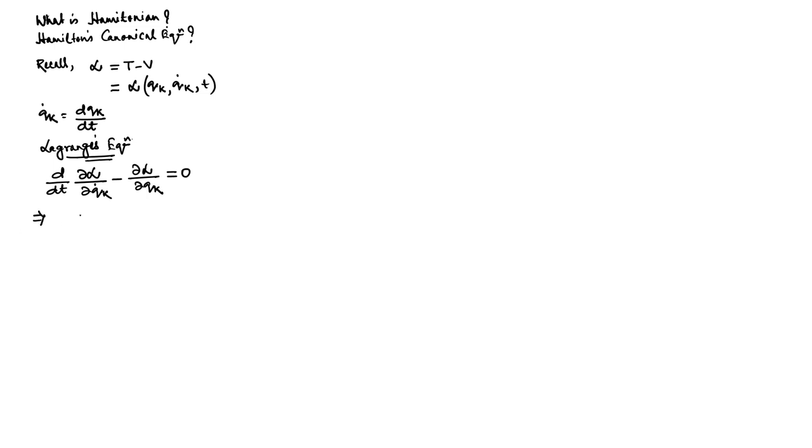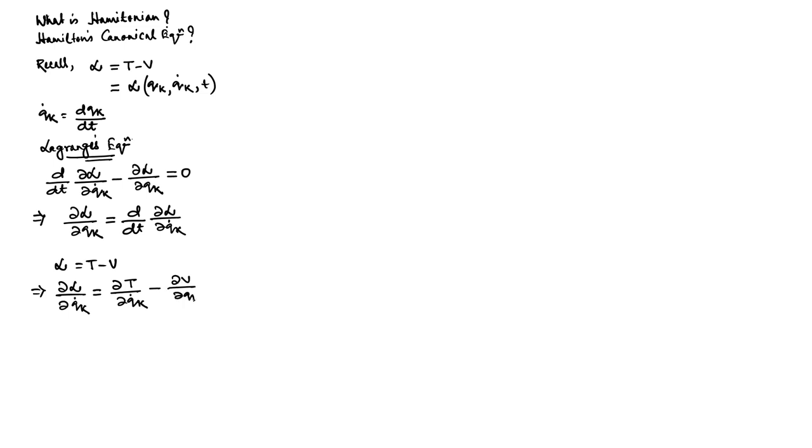Now, from this equation what we can say is that if we take the second term on the left hand side, that is straightforward. Then again, if you take L equal to T minus V and differentiate L with respect to q k dot, then on the right hand side what you will get is the partial differential of T with respect to q k dot, minus the partial differential of V with respect to q k dot, but as you all know V is not a function of q k dot, and therefore, this will go to 0.